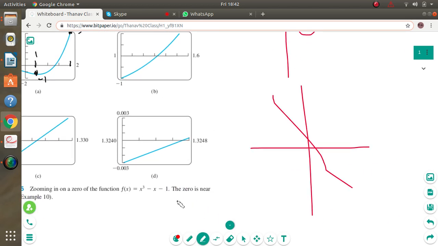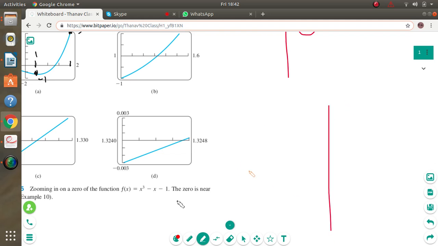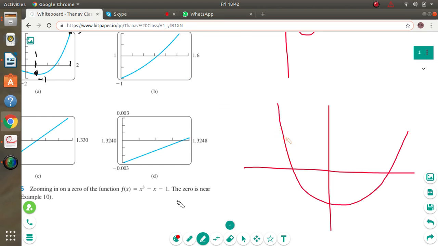You have this thing, and then you are done. Two points, this one and this one. This is -1, this is 1. Both of the y values, say 5 and 1, are both positive.